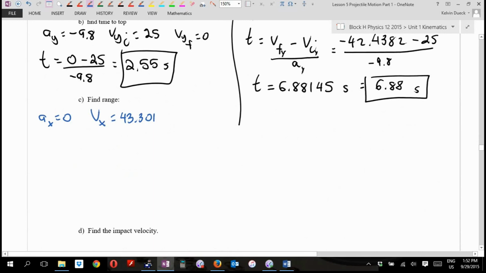How many pieces of information have I just written? Doesn't do me any good. I need 3. What else do I know? Which time am I going to use? The total time of flight, because that's how long it's traveling sideways for. 6.8814. In fact, I'll draw a little arrow pointing like that to remind myself that's what I did.